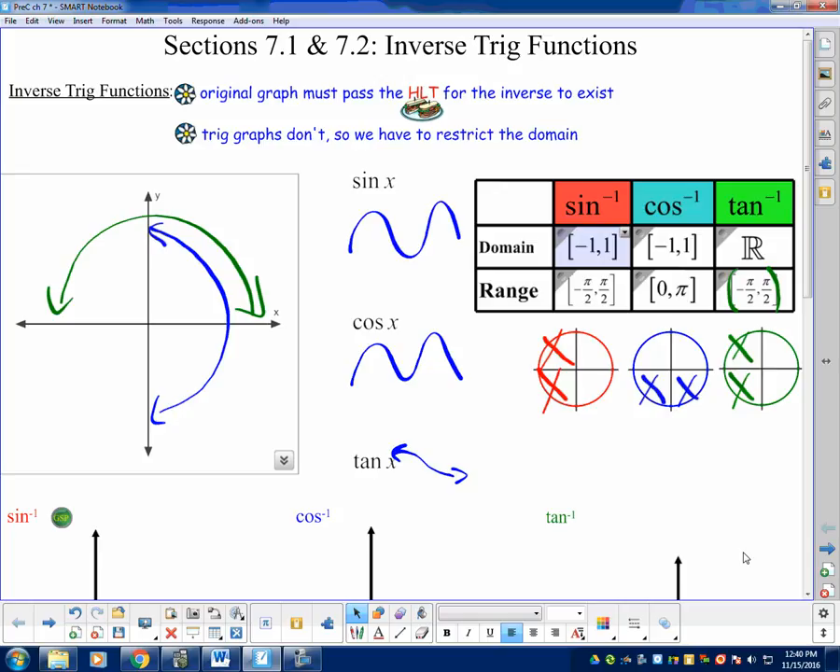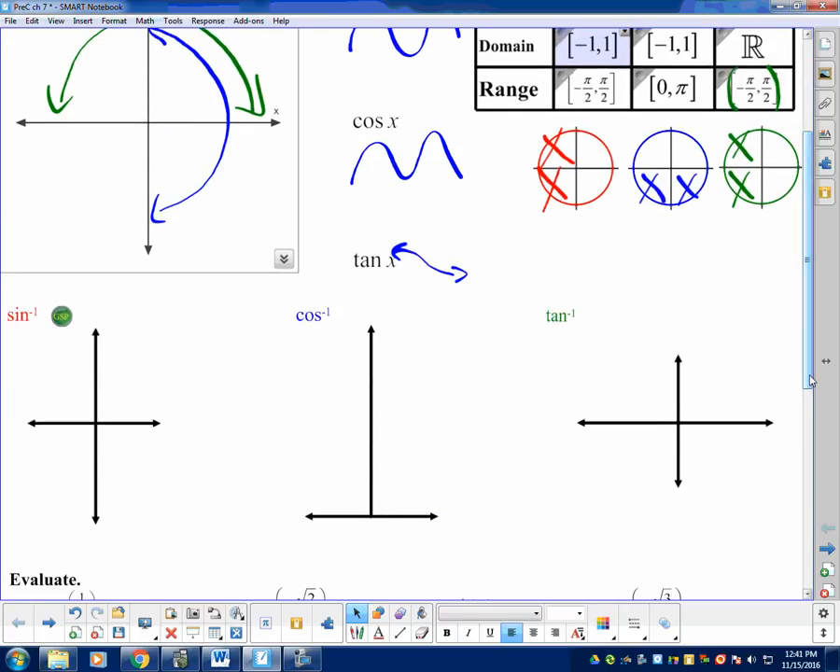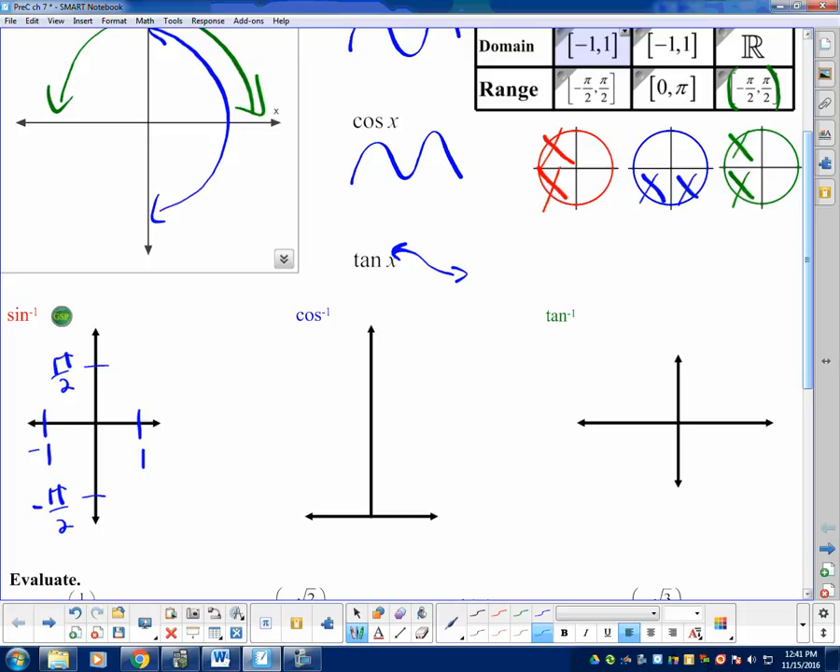Let's draw the graphs of each of these. We're going to draw just one little piece of inverse sine. So here's the way to think about it. If finding inverse sine means switching the x and y, then what I have here is 1 and -1, and up here I have pi over 2 and negative pi over 2. Okay, so think of it that way. I'm taking and switching the axes. I'm switching the x and y, literally.